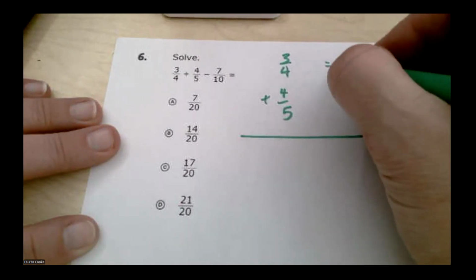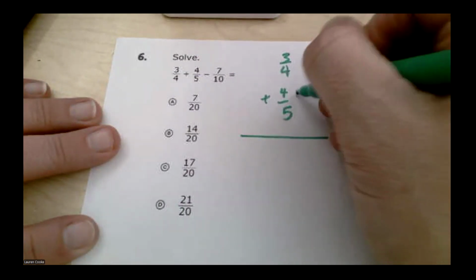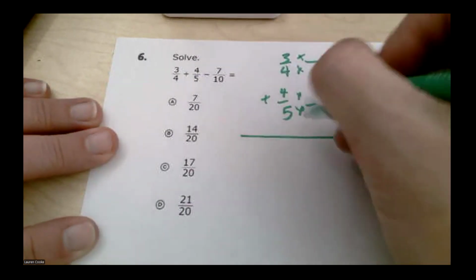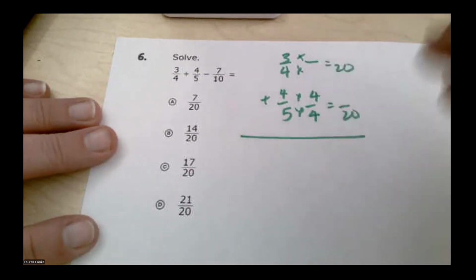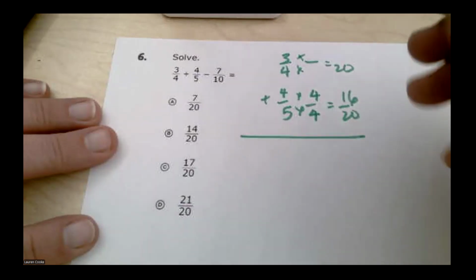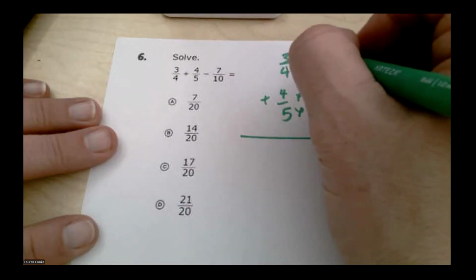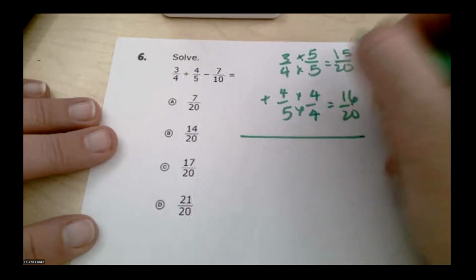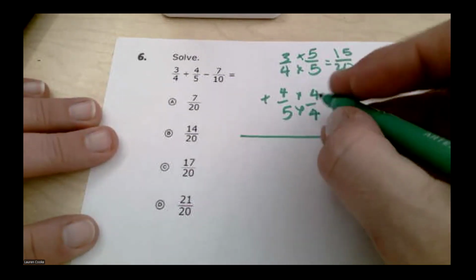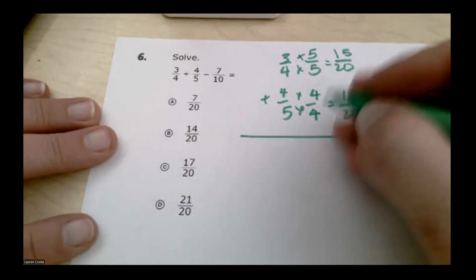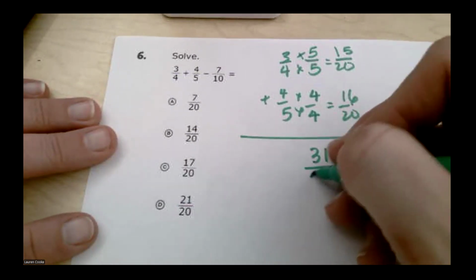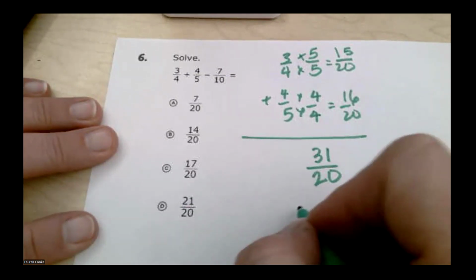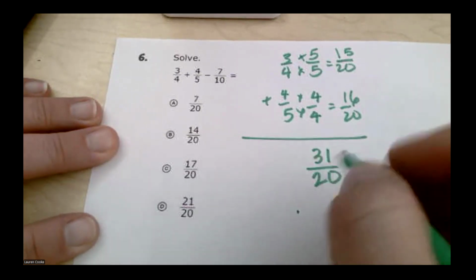3/4, 4/5. I'm thinking 20 times fraction bar times fraction bar. Set in my table. 20 divided by 5 is 4. What's good for the goose, good for the gander. 4 times 4 is 16. 20 divided by 4 is 5. What's good for the goose, good for the gander. 3 times 5 is 15. Okay. 15 plus 16 is 15 plus 15 is 30. So that's going to be 31/20. I'm not going to change it right now.